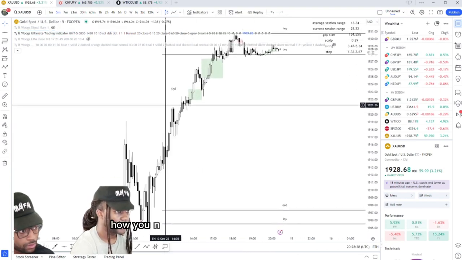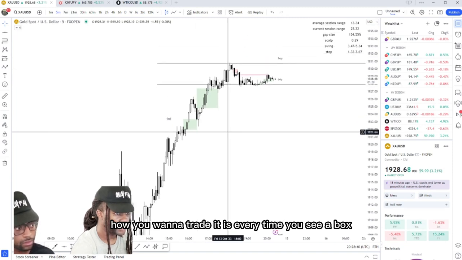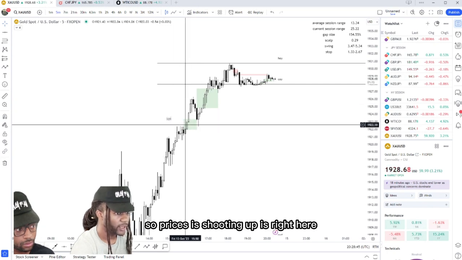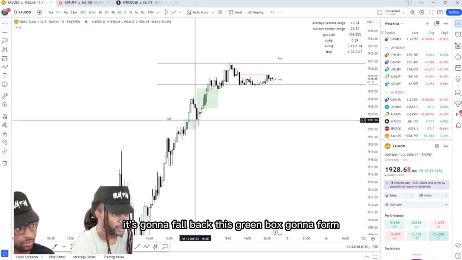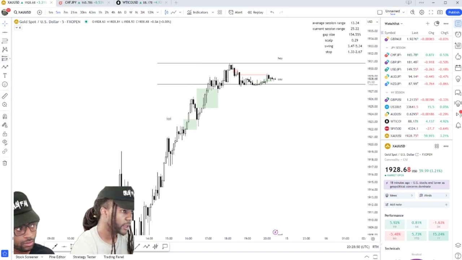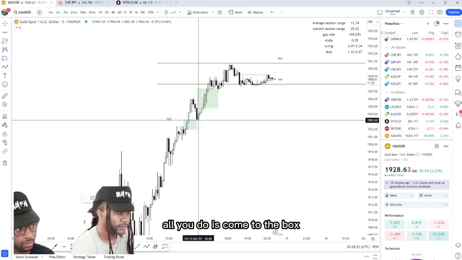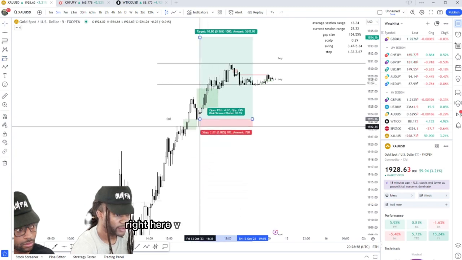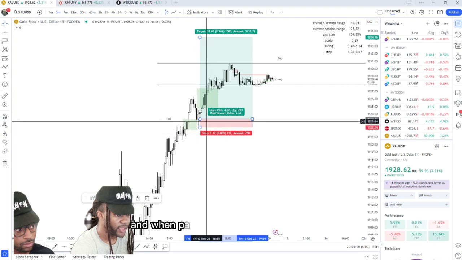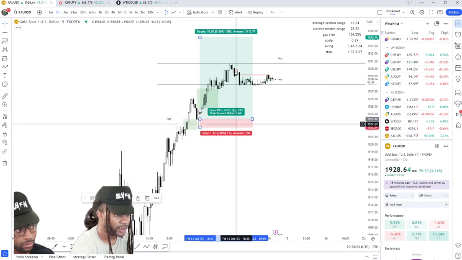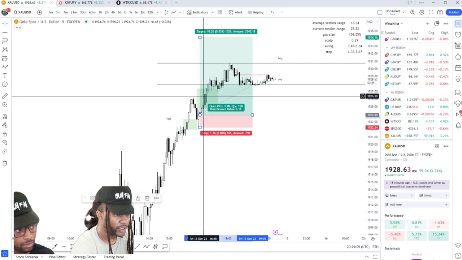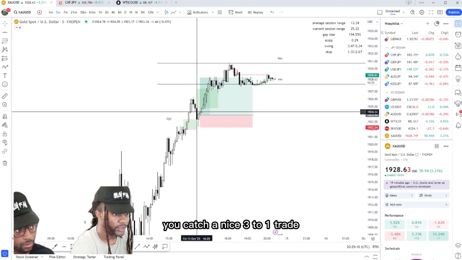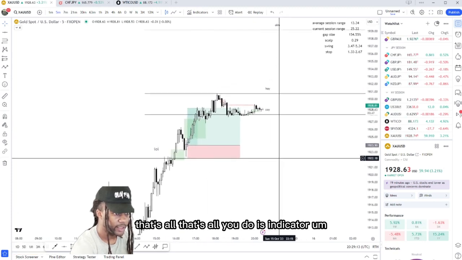Alright, so how you want to trade it is every time you see a green box, you want to take a buy from this green box. So price is shooting up, it's right here. It's going to fall back, this green box is going to form. And when you see a green box, all you do is come to the box. You put your stop loss right here outside the lowest point in the box. And when price breaks back out of the box, you take your entry. You go for your 3-to-1. You catch a nice 3-to-1 trade. That's all you do with this indicator.